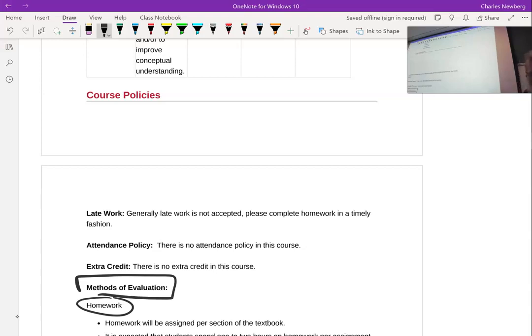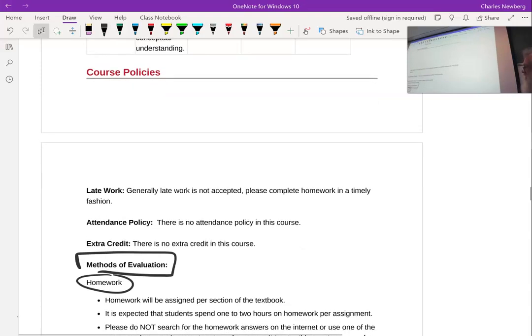I assign homework at least per section. Sometimes I might give 2 or 3 assignments per section. It's expected that you spend 1 to 2 hours on homework per assignment. Now, this is Calc 1. Some of these assignments might even be a little more than that, especially the early ones.